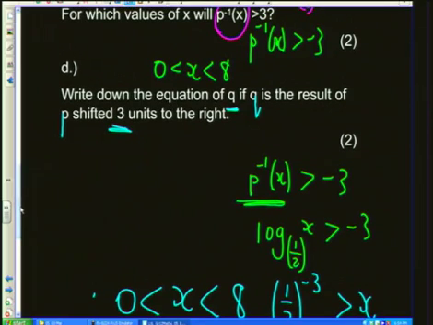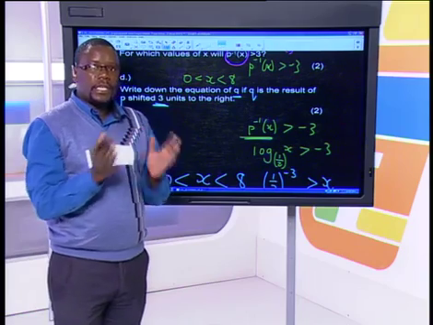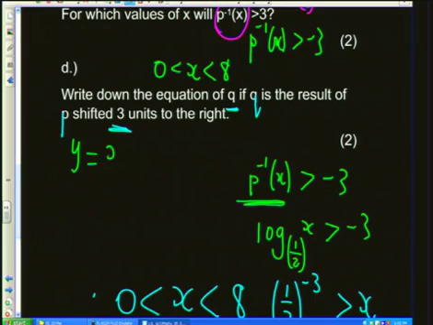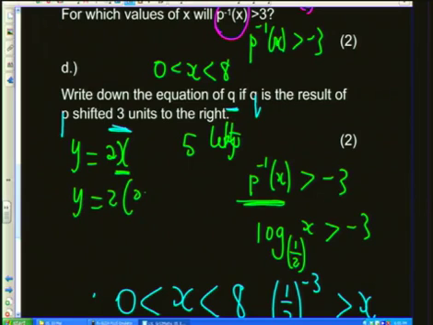Write down the equation of Q if Q is a result of P shifted 3 units to the right. And we're saying if it's 3 units to the right. Now, if I've got an example here, y equals 2 bracket 2x. Now, if I'm saying shift this 5 units to the left, right? So you shift that 5 units to the left, so you plus here in your x. So this will be y equals 2 bracket x plus 5. So if you shift to the left, you're going to say x plus. Shift to the right, it's going to be x minus. So this one, you'll have your y equals 2x plus 10.